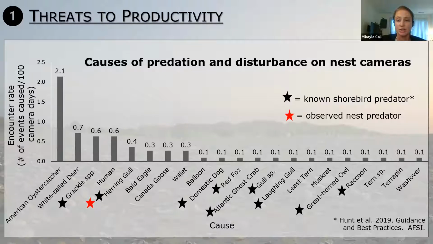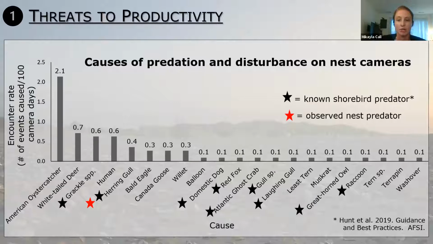This figure shows the causes of these events and their encounter rates, defined as the number of events by each cause per 100 camera days. The species marked with a black star are known shorebird predators listed in the Guidance and Best Practices Report for Predation Management on the Atlantic Flyway.